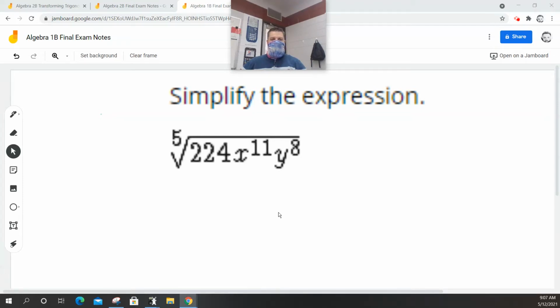All right, so for this one, we got to simplify this, and that just looks scary, okay? But it's not that scary. We're going to pull out anything that's raised to the fifth power, and the stuff that's left over stays under the radical symbol. So I'm pretty sure there's something raised to the fifth power that goes into 224. It ends in 4, so I'm pretty sure 2 to the fifth power. Let's see what that is.